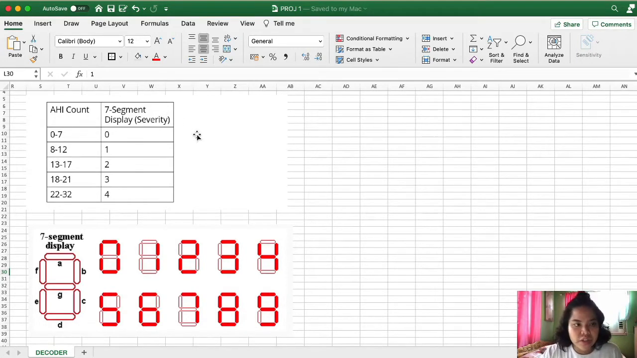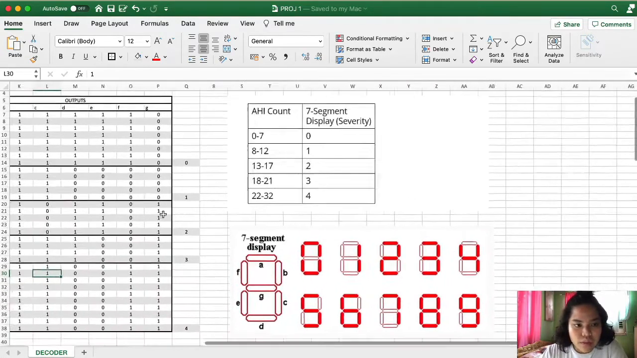Based on what we can observe on our screens, on our problem for the project, the AHI count is seen from 0 to 32. Since the count is up until 32, we can have its corresponding binary number. We can have 5 inputs because that will be 2 raised to 5, which will incur 32 outputs in total. But as we can see here, each AHI count range will correspond to a certain decimal number that will be outputted on the 7-segment display.